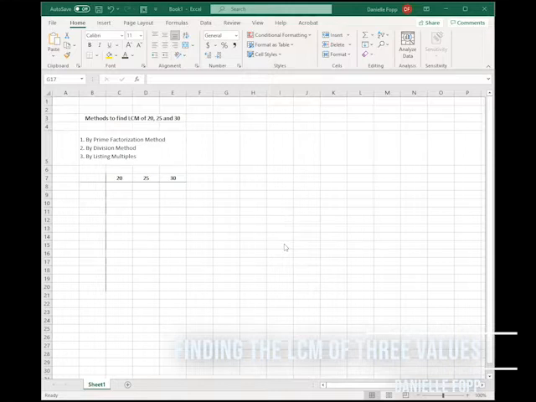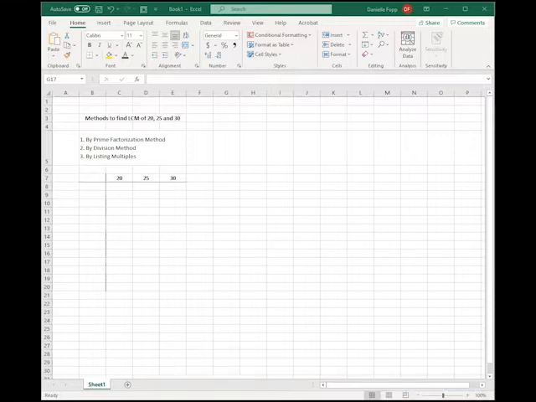Now, there are three ways or methods that you can go about finding the LCM. This video today is going to focus on number 2, which is the division method. So the first step will be dividing the numbers, which are 20, 25, and 30, by their prime factors. Preferably, these are common. The product of these divisors gives the LCM of 20, 25, and 30.